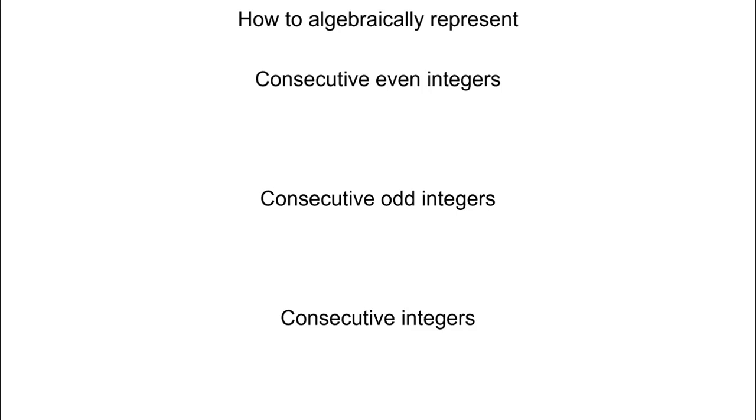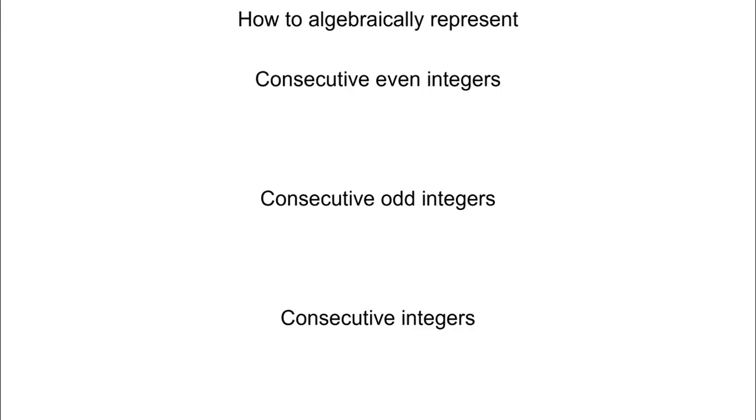So let's first talk about how to represent consecutive even integers algebraically. An example of a problem that we might be asked to solve might be something like this. Find two consecutive even integers whose product is 48. Well, in that problem, we're being asked to find two back-to-back even numbers that when we multiply them, the product is 48. Well, obviously, we can find that pretty easily. We know that 6 times 8 gives us 48, and 6 and 8 are consecutive even integers. And negative 8 times negative 6 gives us positive 48, and minus 8 and minus 6 are consecutive even integers.